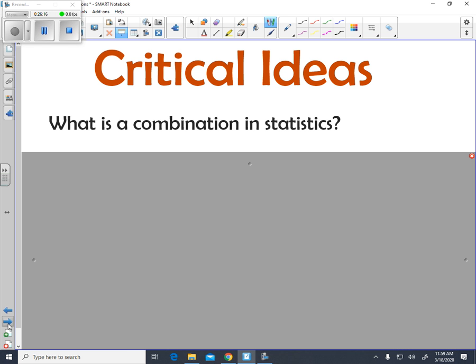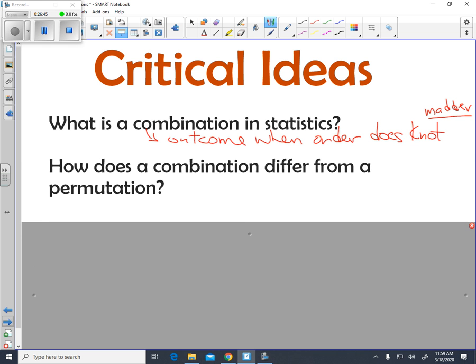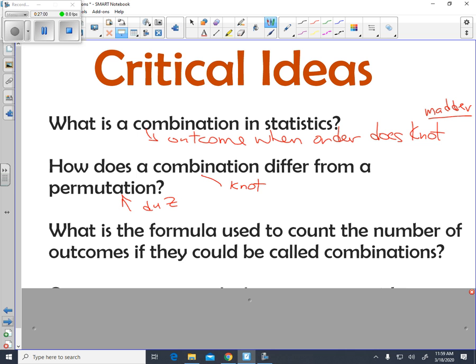Okay, so critical ideas. What's a combination in statistics? You should know at this point, a combination is an outcome when order does not matter. I'm running out of room. How does a combination differ from a permutation? In a combo, order does not matter, and in a permutation, order does matter. So that's the difference. Ooh, another good test question.